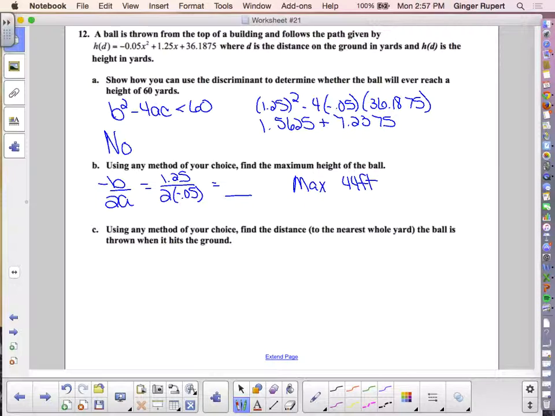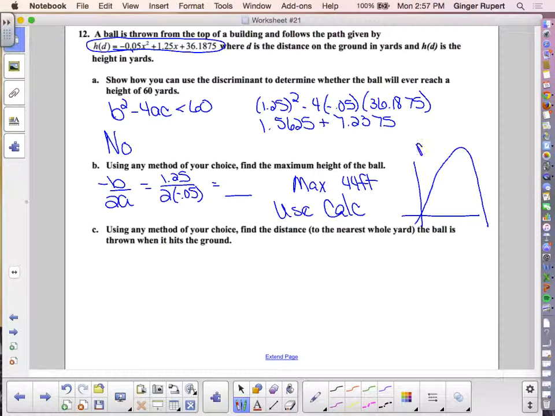The other thing you can do is use your calculator. Just put this function into your calculator, and then when you're looking at the graph, find the maximum value, which is the vertex. Remember, the x-coordinate will be the distance, d, and the y-coordinate will be the height.